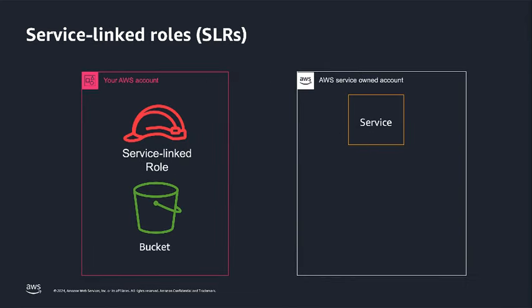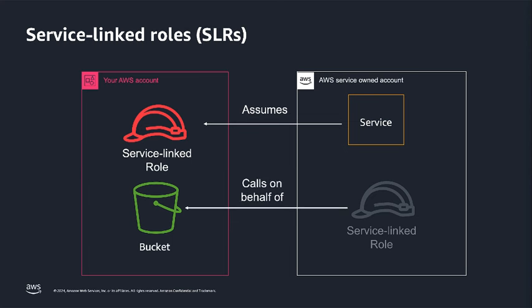Service-linked roles look and feel similar to service roles. A service assumes a service-linked role and makes a call on your behalf. There's one major difference here, and that's the fact that you can't modify a service-linked role directly. The AWS service associated with that service-linked role owns and manages the creation and modification of the role.